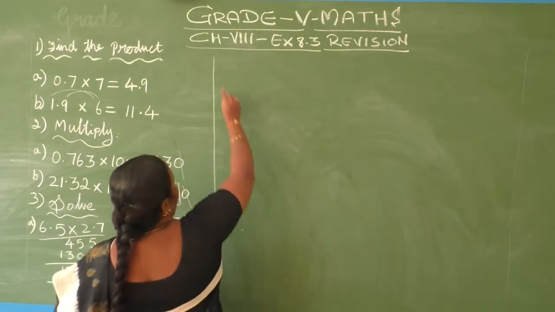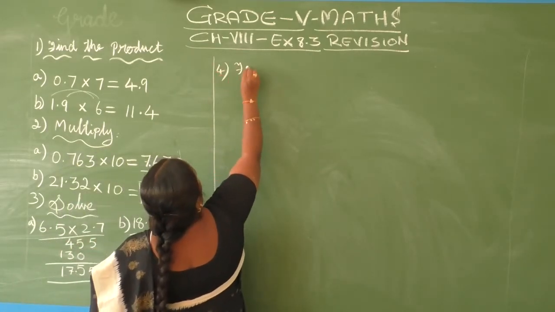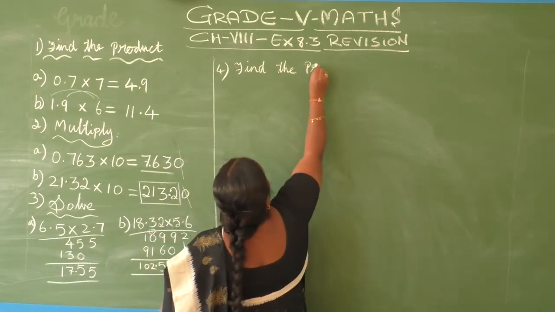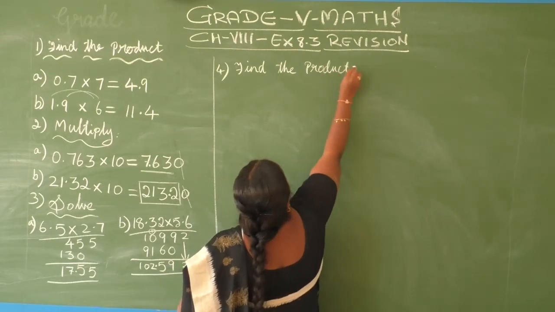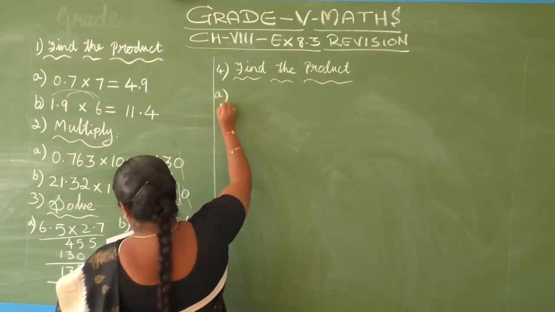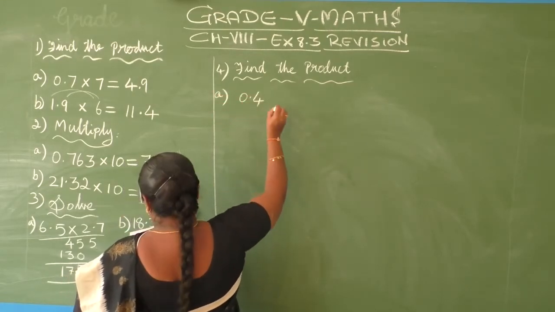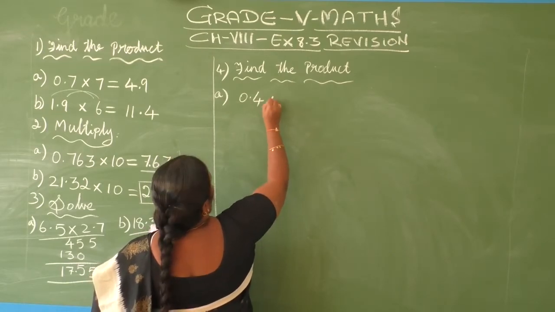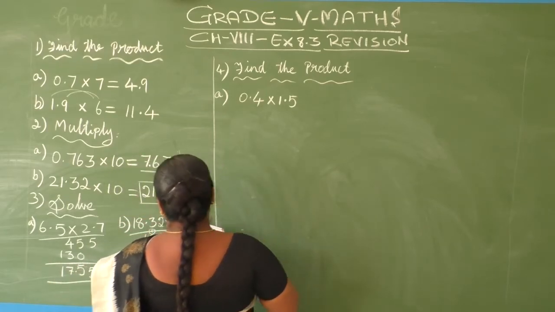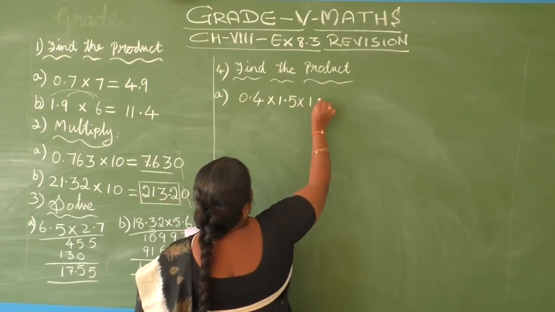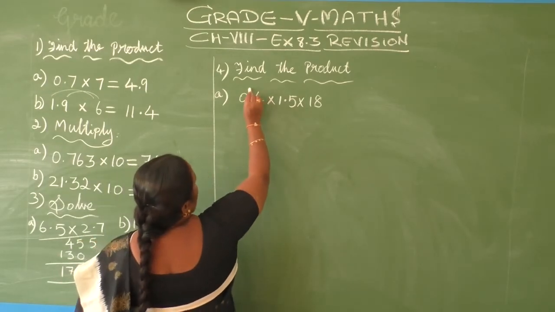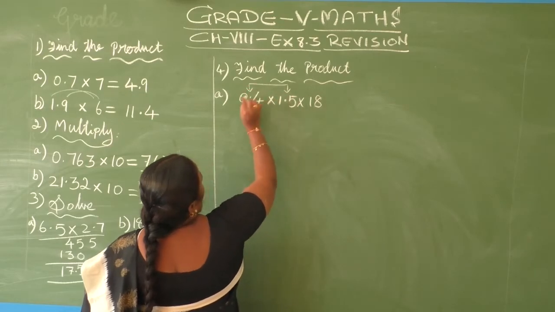The 4th Roman is find the product. Find the product. A1, 0.4 into 1.5 into 18. They gave 3 numbers, 2 decimal numbers, 1 whole number. First we can take these 2 numbers for multiplication. I am going to take these 2 numbers only.